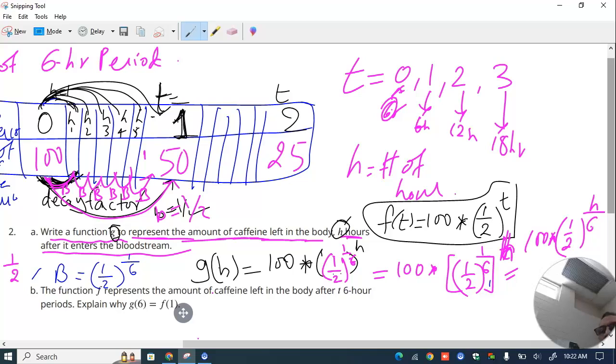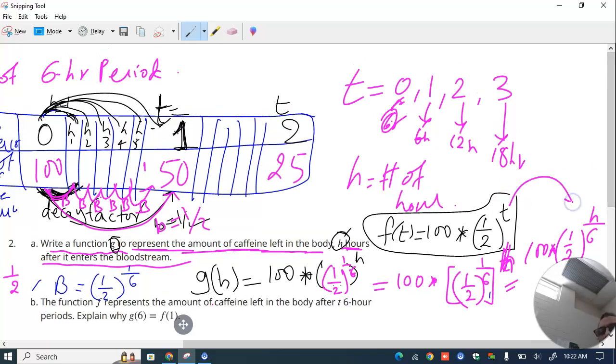If you compare this to the equation with t, instead of t you write h, because the number of hours is 6 times the number of t periods. So h is 6 times t. If you divide by 6, t is replaced by h over 6, and you can clearly see that t now is h by 6.